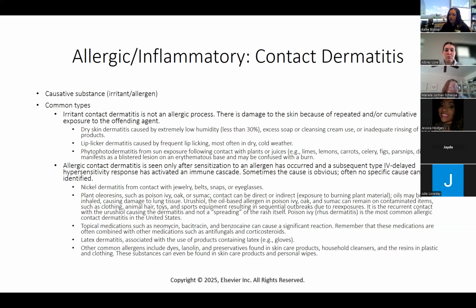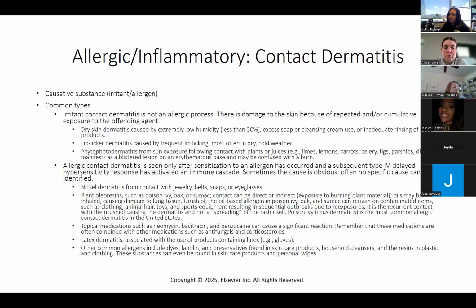Poison ivy, poison oak, sumac, all of those things we commonly see in the summertime when people are outside, it's the oils that cause the rash and that they react to. So it's not really that the rash itself is spreading, it's recurrent contact with the oil. Topical medications can cause a reaction as well. Even though it seems so benign to use antibiotic ointments, if they don't need it, we could potentially be causing more problems by doing it.